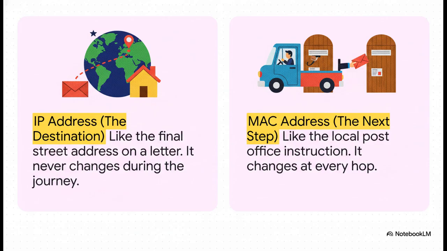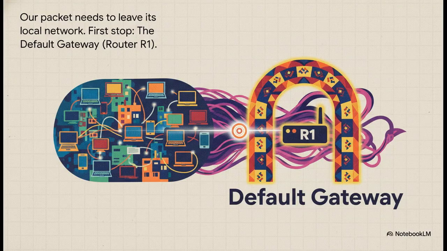The MAC address, though, that's different. That's like the local instruction for the mail carrier. It's the address for the very next stop, like, take this bag to the main sorting facility downtown. And that instruction is going to change at every single point in the journey. So PC1 knows it can't deliver this packet to a whole other network all by itself. It's got to hand it off to a specialist, a device that knows how to talk to the bigger, wider world. And that specialist is the router, specifically the default gateway, which for us is router R1.